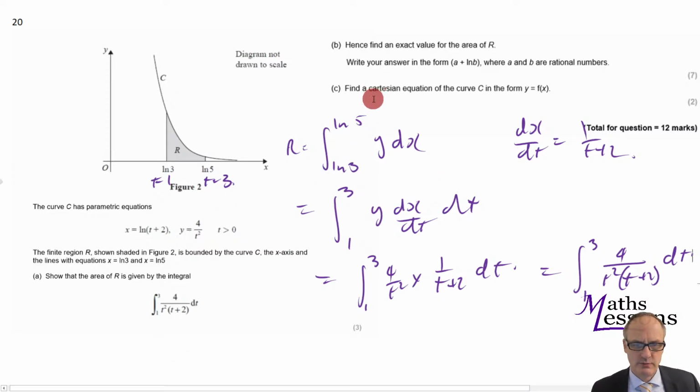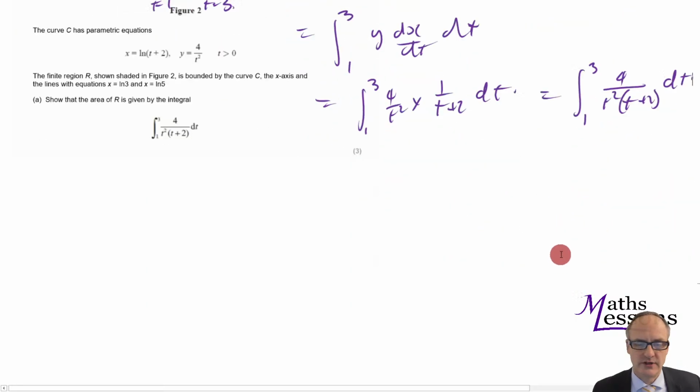Next, we want to find the exact value of the area R, and we're going to give our answer in the form a plus natural log of b. And if you haven't quite got to the end of this and want to pause this and then carry on watching this stream after you finish that, then feel free.